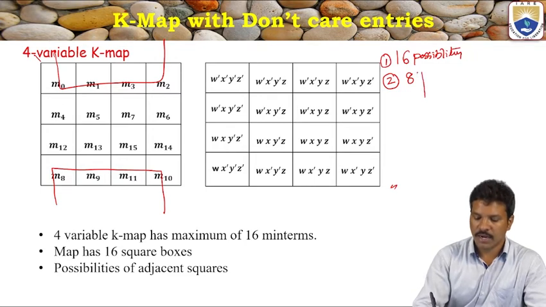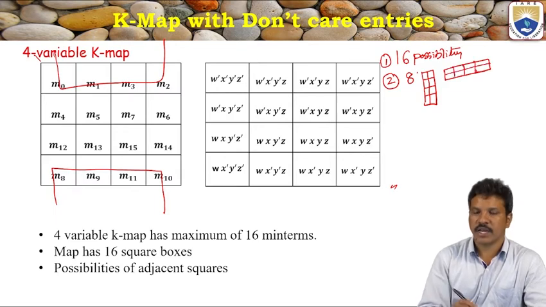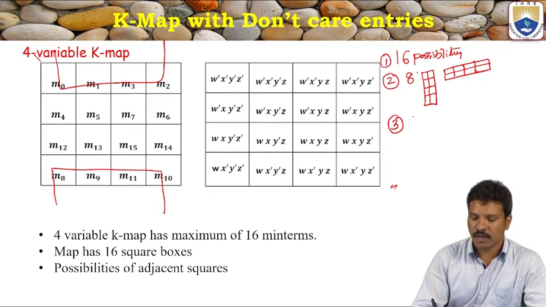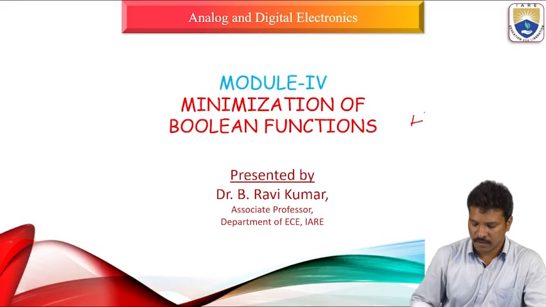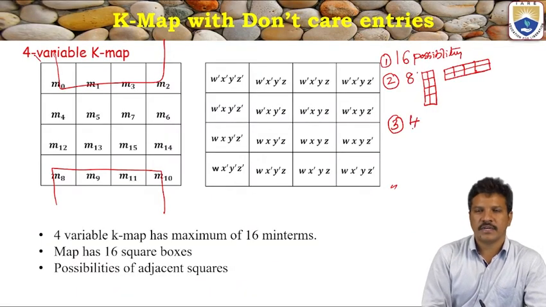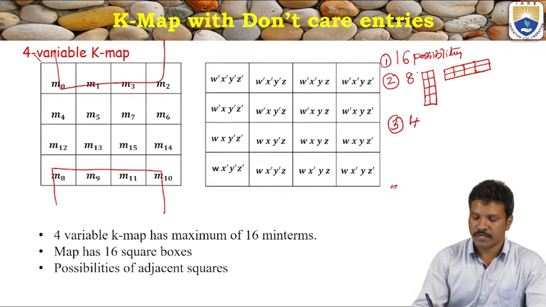In this way we can combine vertical 8, 1, 2, 3, 4, and horizontally 8. In this way also we can consider the 8 minterms adjacent together. The shape of these 8 minterms being adjacent together is rectangular. And then the third priority is that we can make 4 adjacent minterms.